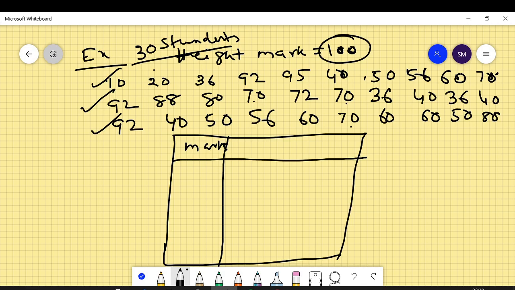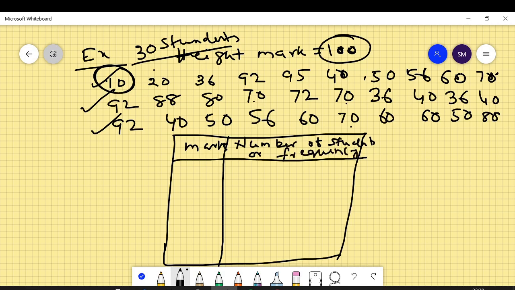How many students scored 10 marks? Only one student scored 10 marks, so the frequency of 10 is 1. In this way we write the number of students, or frequency.